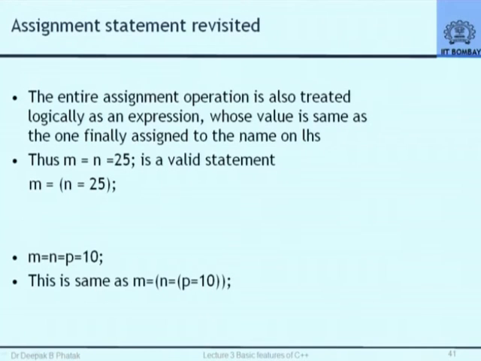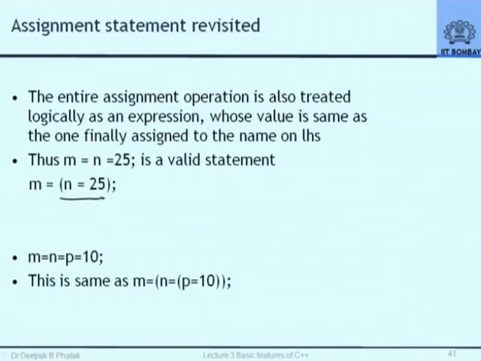The entire assignment operation itself is treated as an expression. This is another googly of C++. So when I say m is equal to n is equal to 25, it is a valid statement in C++. What it means is m is equal to, in bracket, n is equal to 25. Now this is a valid assignment statement. When it is executed, the value 25 is assigned to n. Apart from assigning the value 25 to n, C++ treats this entire expression as also having the value 25. So the same 25 value can go into m.